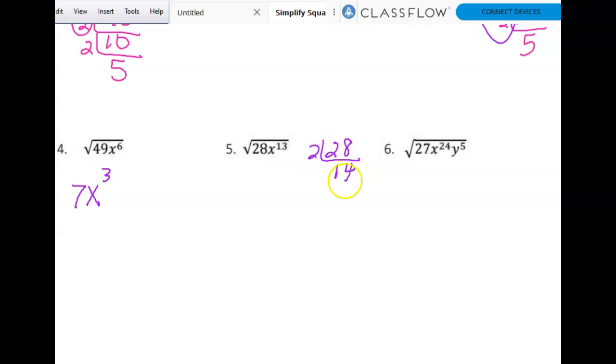Divide by 2. And 7 is one of our prime numbers. So I have a pair of 2's. The 2's come out. The 7 stays in. And I have x to the 13th, which is x to the 12th and x. So I get x and then x to the 6th.